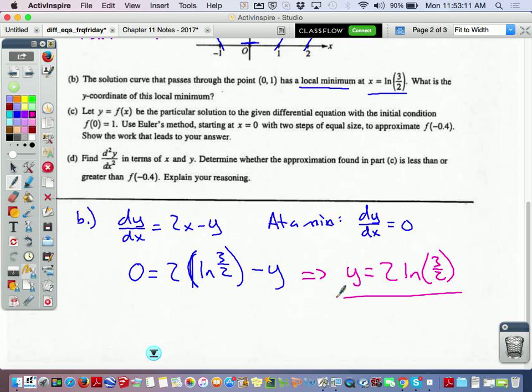And that's my solution. This question is worth 2 points, and you get a point really for this part. This is the important piece, that recognizing that at a minimum the derivative is equal to 0, and then when you actually get your y value for another point. So it's the 2 points for part B.